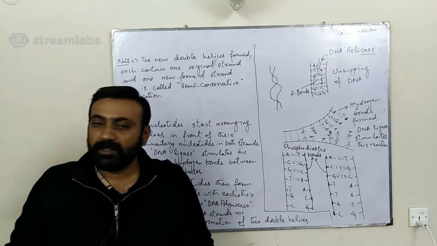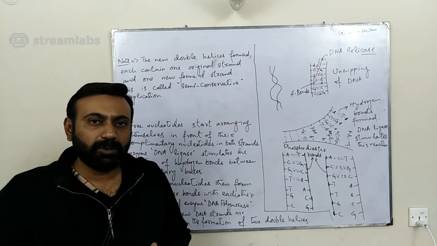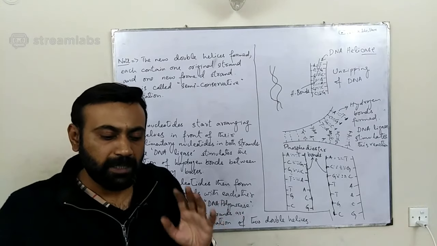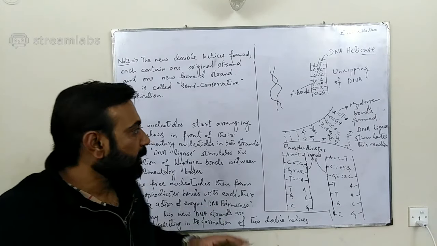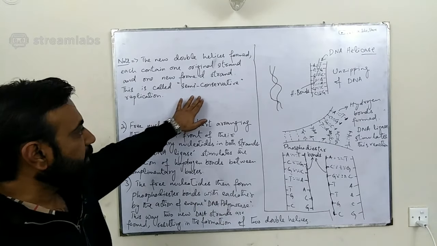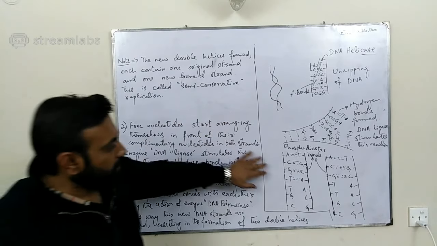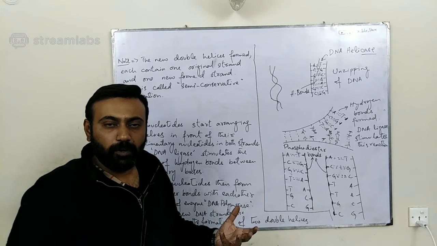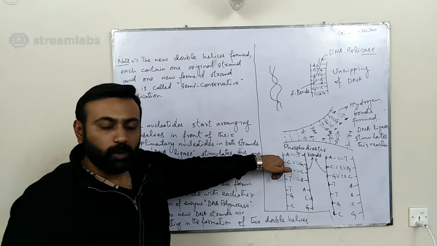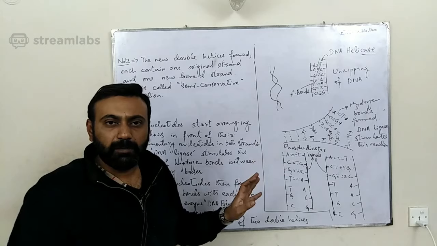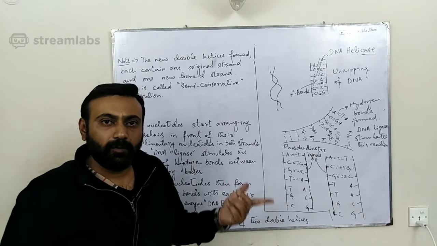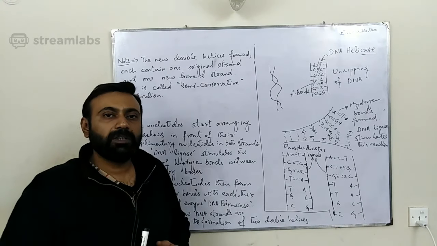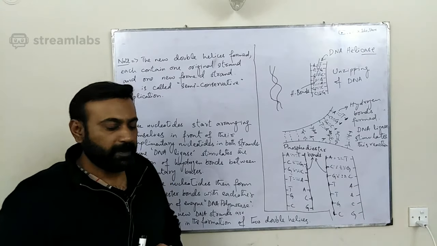If you are a non-biology student, you don't have to go into the other types of replication like conservative and dispersive replications. There are other types, but you don't have to go into them. But you just need to remember this term, that when new molecules of DNA are formed, they contain one old strand and one new strand. Each of the double helix contains one old strand and one new strand, and this type of replication is called semi-conservative replication.